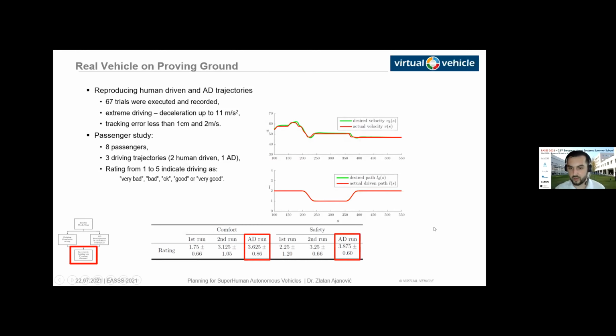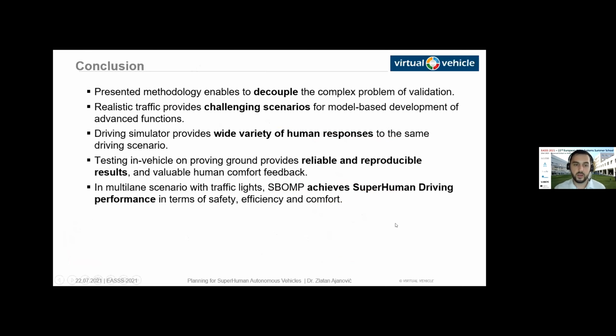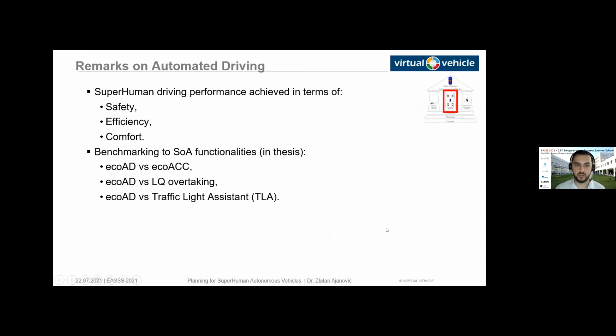And you can see this is the optimal path. So the vehicle overtakes and goes from the second or middle lane to the right lane, and then goes back and passes. And this is the velocity profile. So this is the conclusion for this automated driving part. We decoupled the problem. We got a very nice motion planning algorithm, then tested it nicely and achieved superhuman driving performance in comparison.